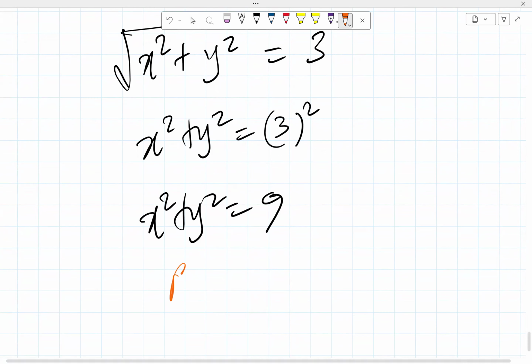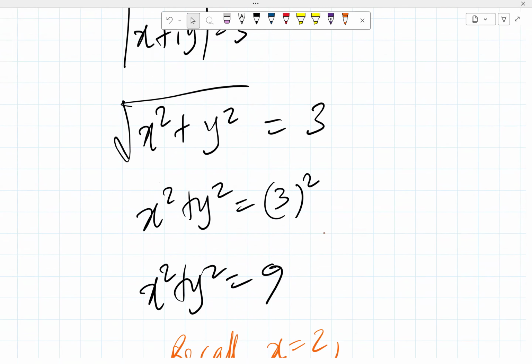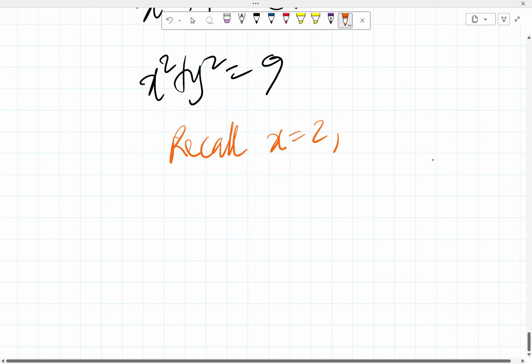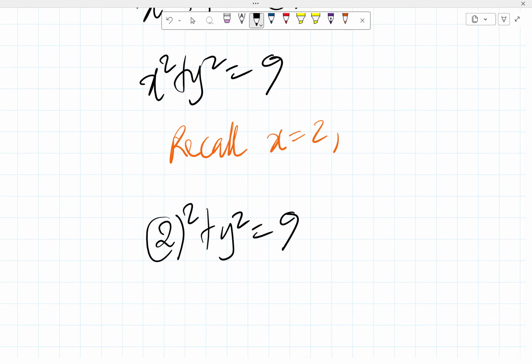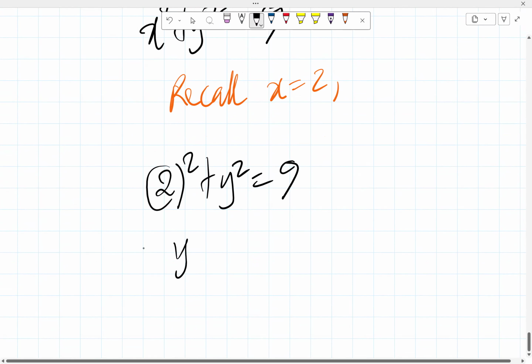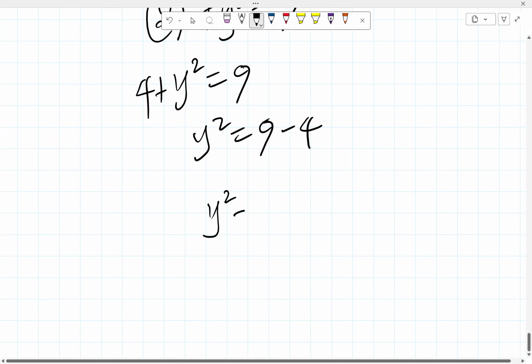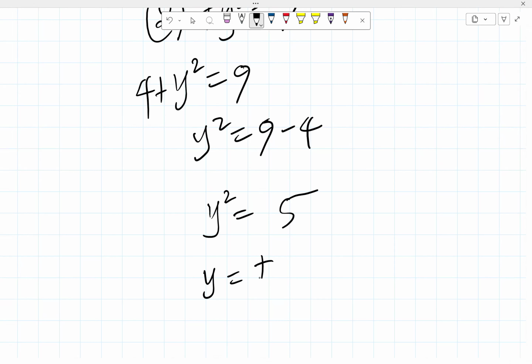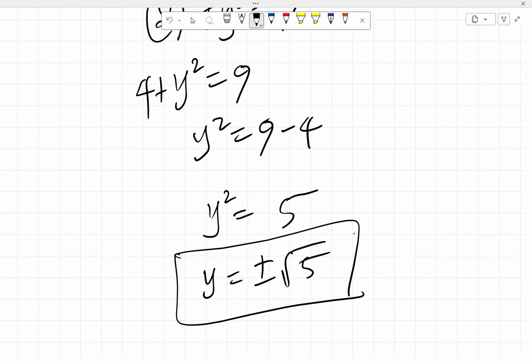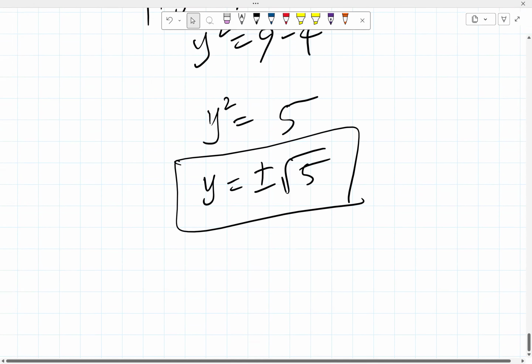But recall that x is equal to 2, from what we got here. So we can substitute that. So we have 2 squared plus y squared equals 9. That means 4 plus y squared equals 9, so y squared is equal to 9 minus 4, which means y squared is equal to 5. So y is equal to plus or minus square root of 5. So we got x to be 2 and y is plus or minus root 5.